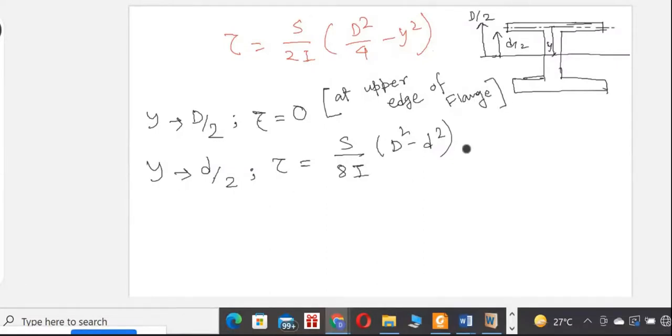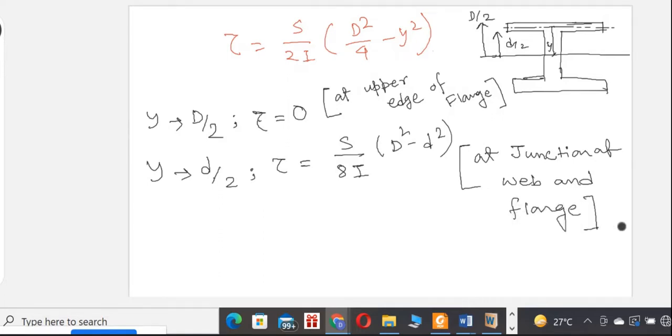and this y equal to small d by 2 means at the junction of web and flange. Right, now this is the junction of this web and flange. So this is S by 8I into capital D square minus small d square. So this is all what happens for shear stress in flange.